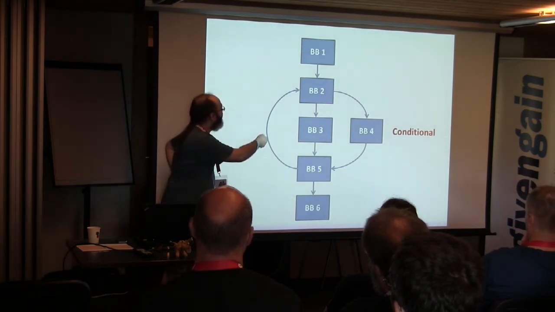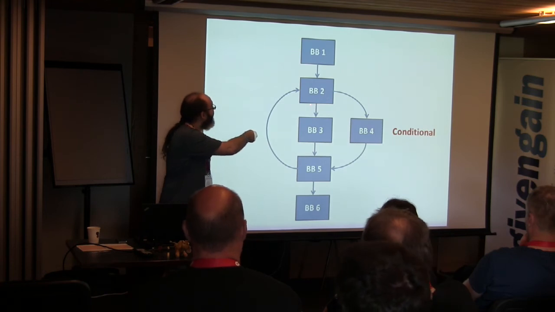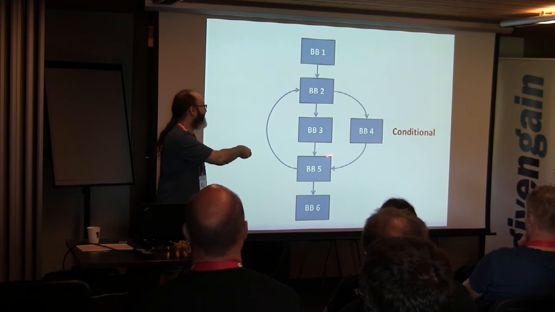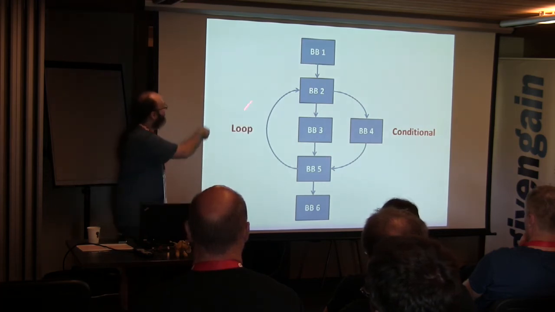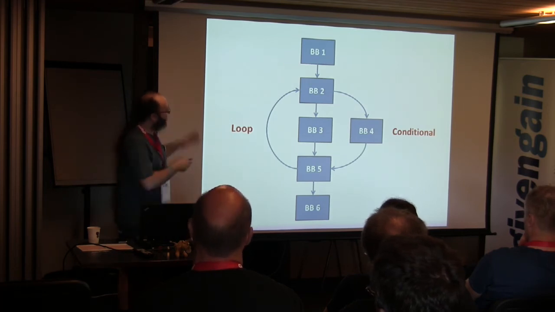This is a conditional. Okay, so this ends in an if statement or an unless or whatever. And we might go here, or we might go here. Okay, and then we join together again here. So this is an if, an else. And this jump back here, that's going to be some kind of loop. Okay, so we get a control flow graph like this.